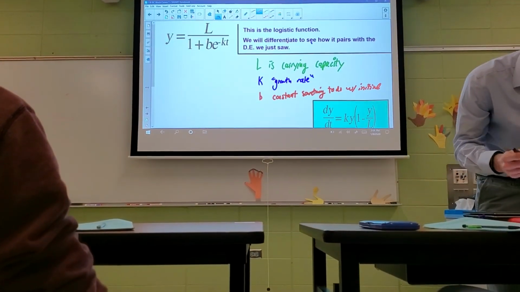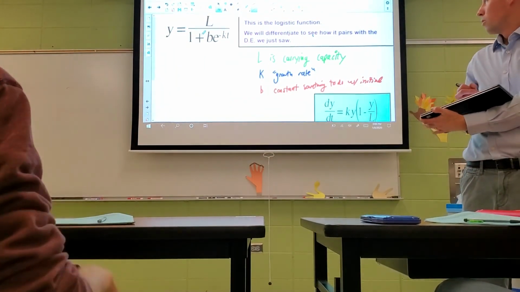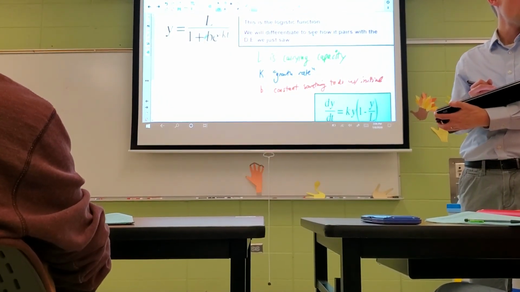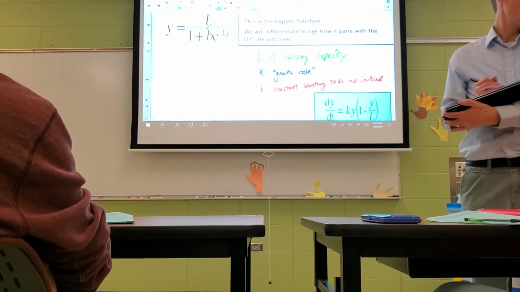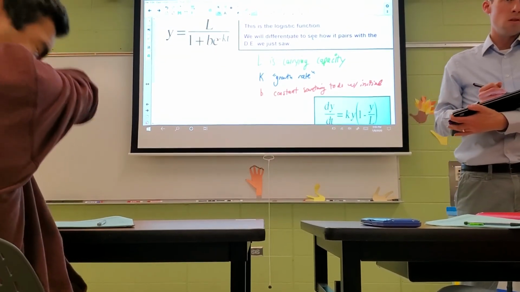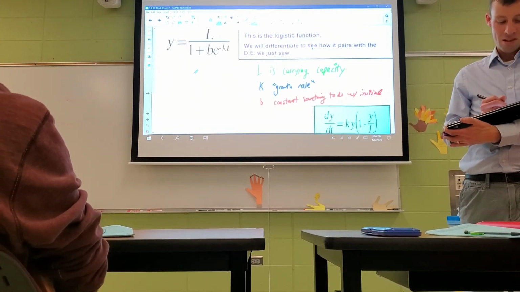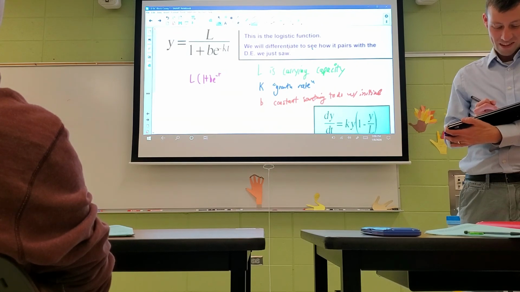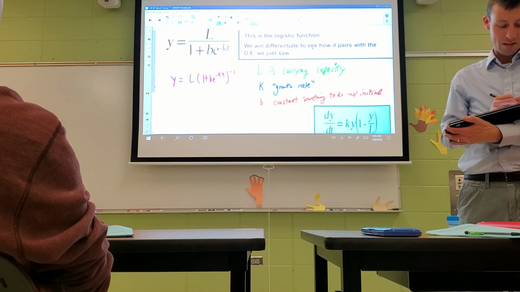In order to do the derivative of this, what do I need to do? L is a constant. So I could do the quotient rule, or I could rewrite it as something to the negative first. Check that you're with me so far. I haven't done any calculus. All I've done is rewrite it.